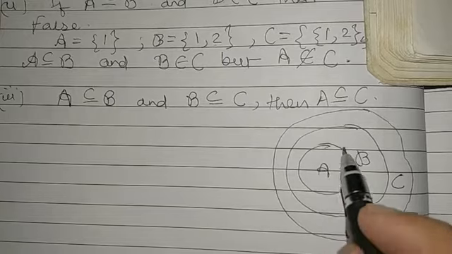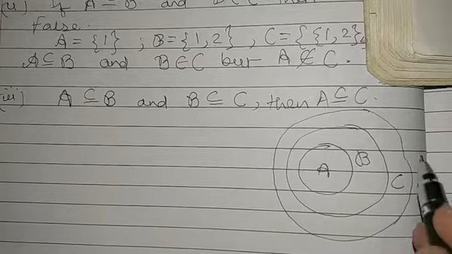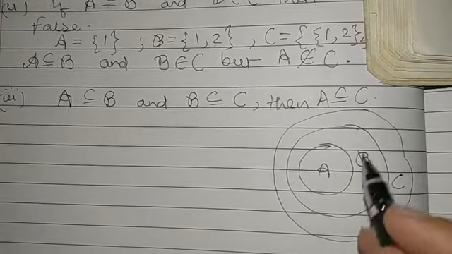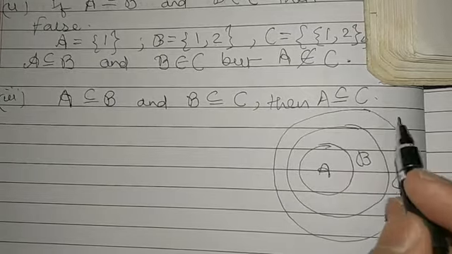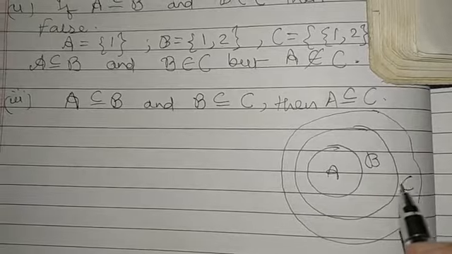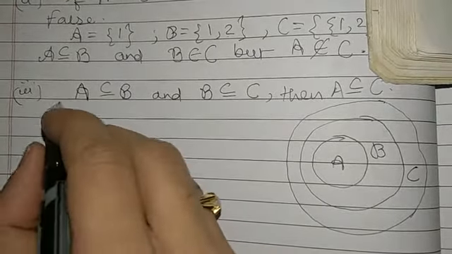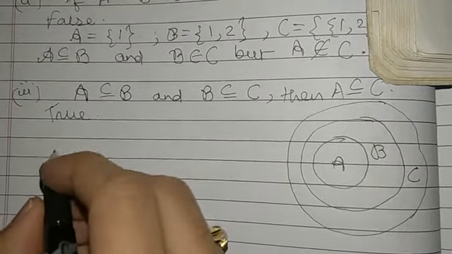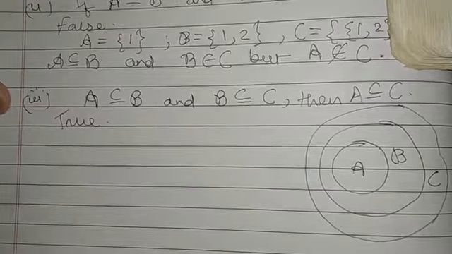Then what you can see here is that the set A, which is the smaller set, is a subset of the set C. You can see that the set A is fully inside the set C. So A is a subset of set C. This we have seen by using the Venn diagram. By the Venn diagram we are getting that the statement is true. We have to prove this.